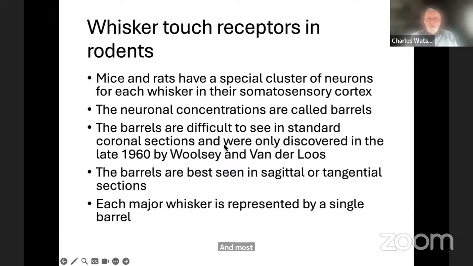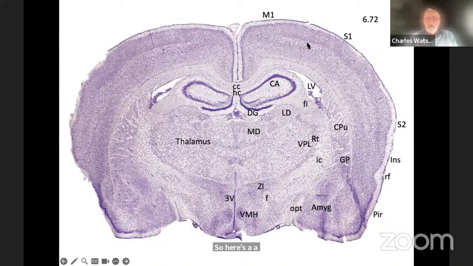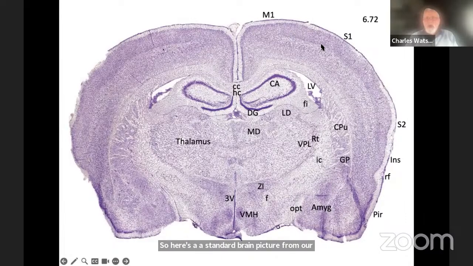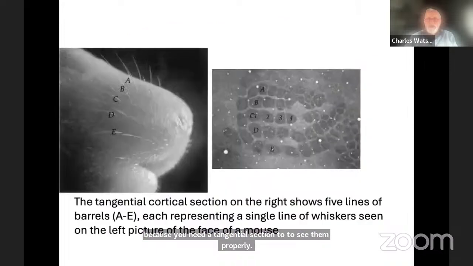I'm going to show you what they look like in an ordinary section and then a special section later on, because these barrels are clumps of cells. There's one barrel for each whisker. So here's a standard rat brain picture from our rat brain atlas, and here's S1 with layer 4, and you can see a little bit here that there are some clumps. I think they're perhaps on this side over here, a little bit visible, but they wouldn't leap out at you, because you need a tangential section to see them properly. And I'm going to show you one of those in the next section.